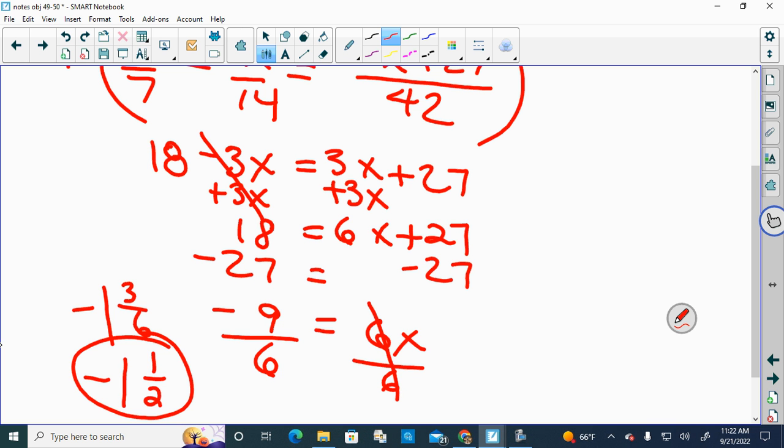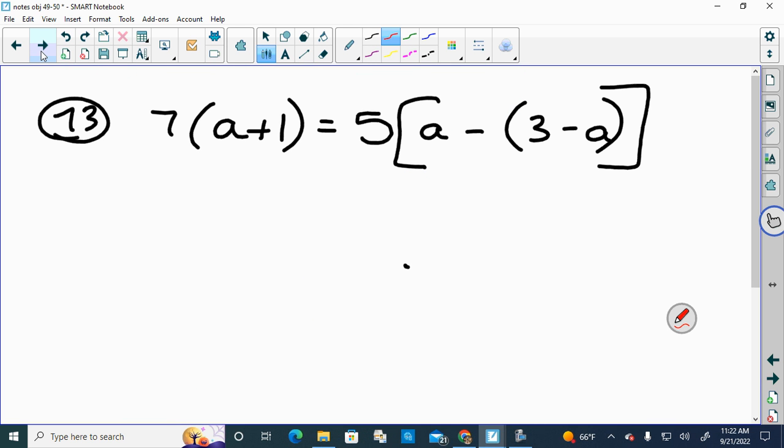Okay, last one. And you guys get parentheses. No fractions in this one, just a lot of parentheses and brackets. Okay, so 7 and then parentheses a plus 1, and your parentheses equals 5 bracket a minus parentheses 3 minus a parentheses, and your bracket.